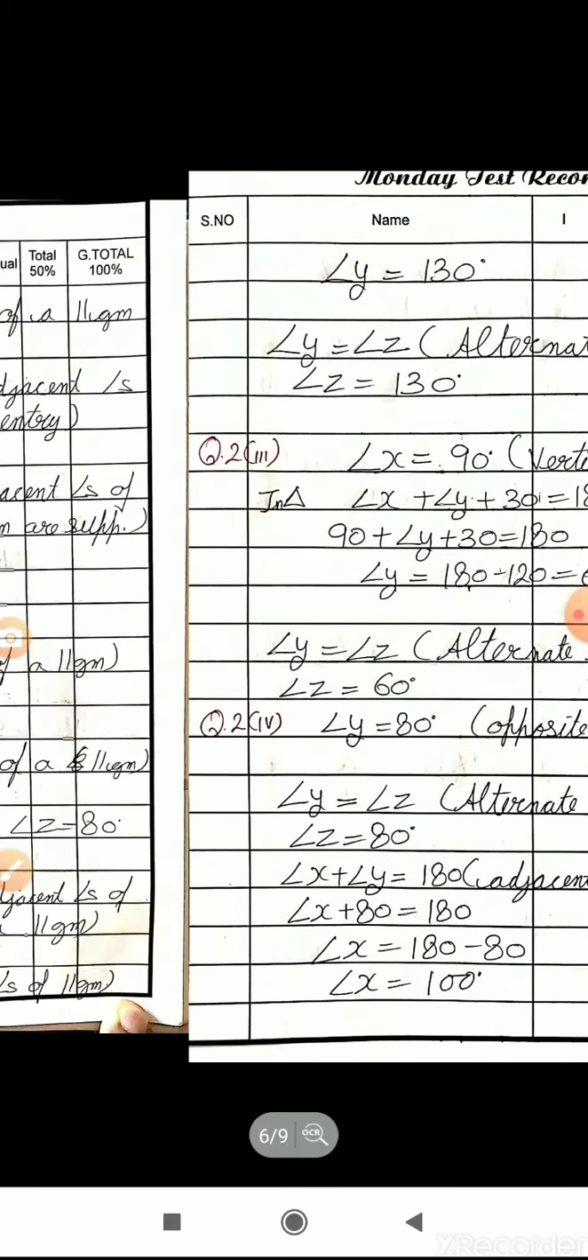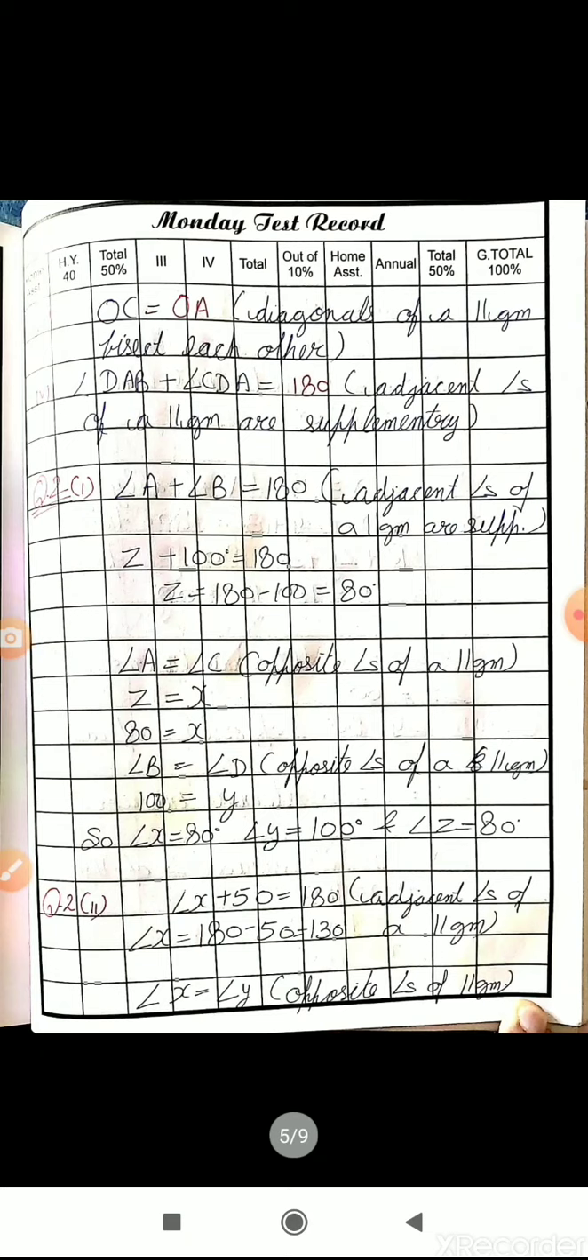A and C are opposite angles. So whatsoever is the value of Z, the same will be the value of X. And B and D are opposite angles. So whatsoever is the value of B, the same will be the value of Y. So the same thing has been done here. Angle A is equal to angle C because these are the opposite angles. So Z is equal to X. And since Z was 80 degree, X is also 80 degree. And B is equal to D because these are also opposite angles of a parallelogram. So B is equal to 100 and D is equal to Y.